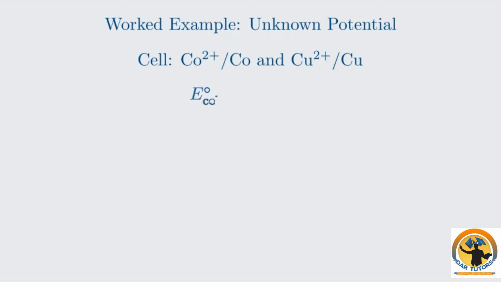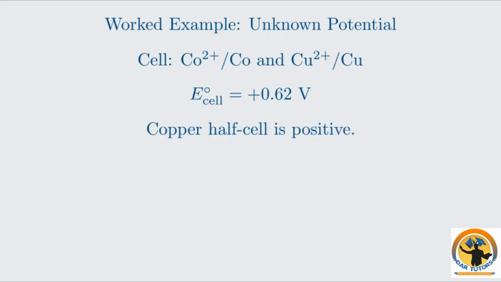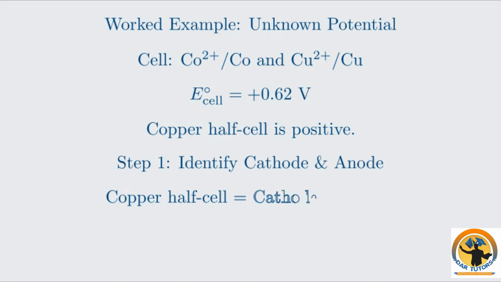The overall cell potential is plus 0.62 volts, and we are told the copper half cell is the positive one. Step 1. Identify the cathode and anode from the information given. Positive electrode is just another name for the cathode. Therefore, the copper half cell is the cathode. Consequently, the cobalt half cell must be the anode.